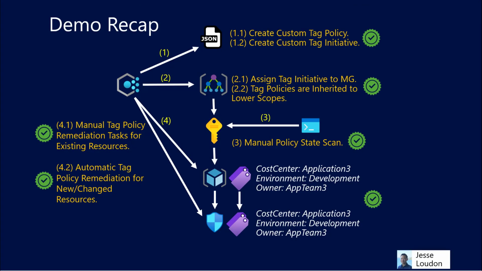Okay, so let's recap today's demo. In step one, I customized an existing tag policy to suit my requirements. I also created a new tag initiative to group several tag policies together. In step two, I assigned that tag initiative to my management group scope. Then, in step three, I leveraged the Azure portal's built-in cloud shell to manually trigger a policy state scan across two subscriptions. In step four, I demonstrated how to manually trigger tag policy remediation for existing resources. I also specified several tag values on one of my resource groups and created a network security group within.